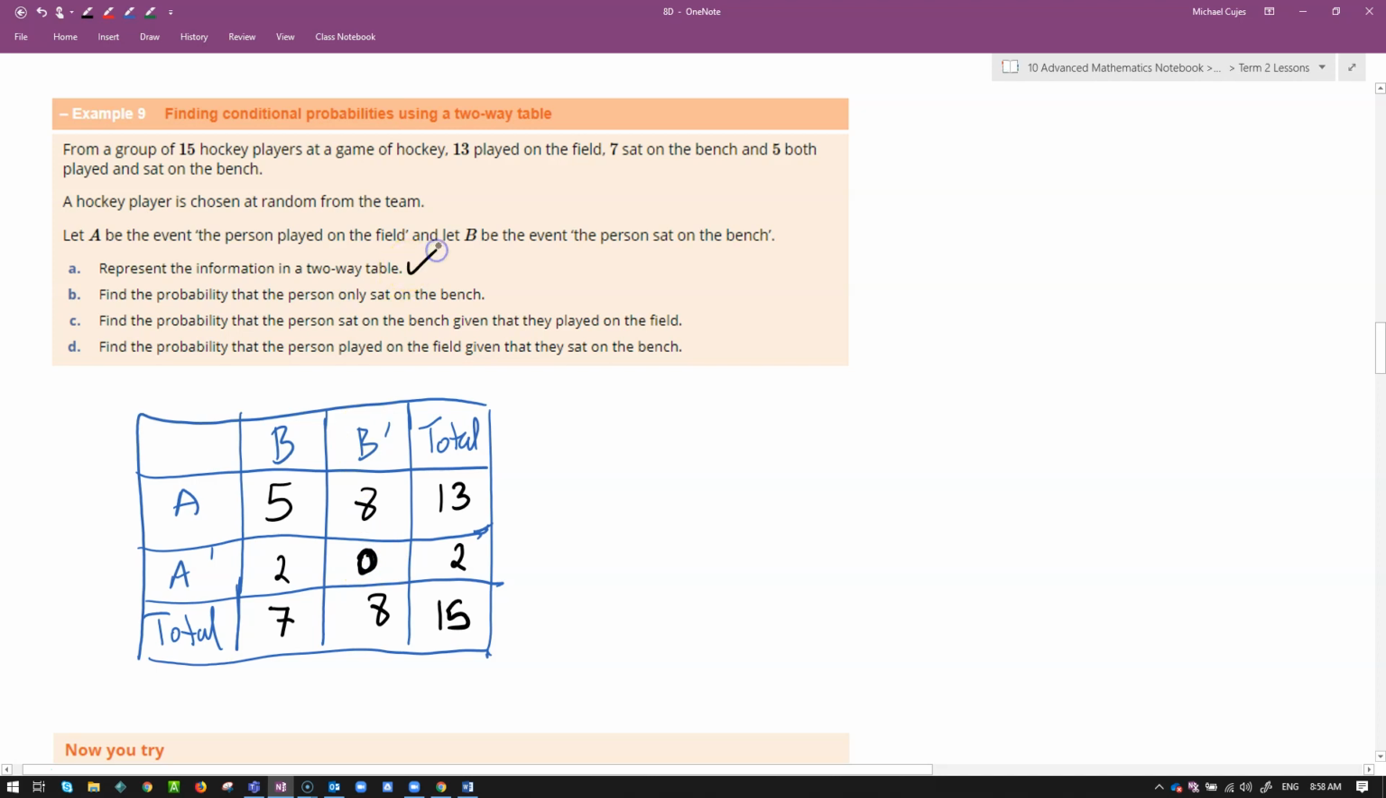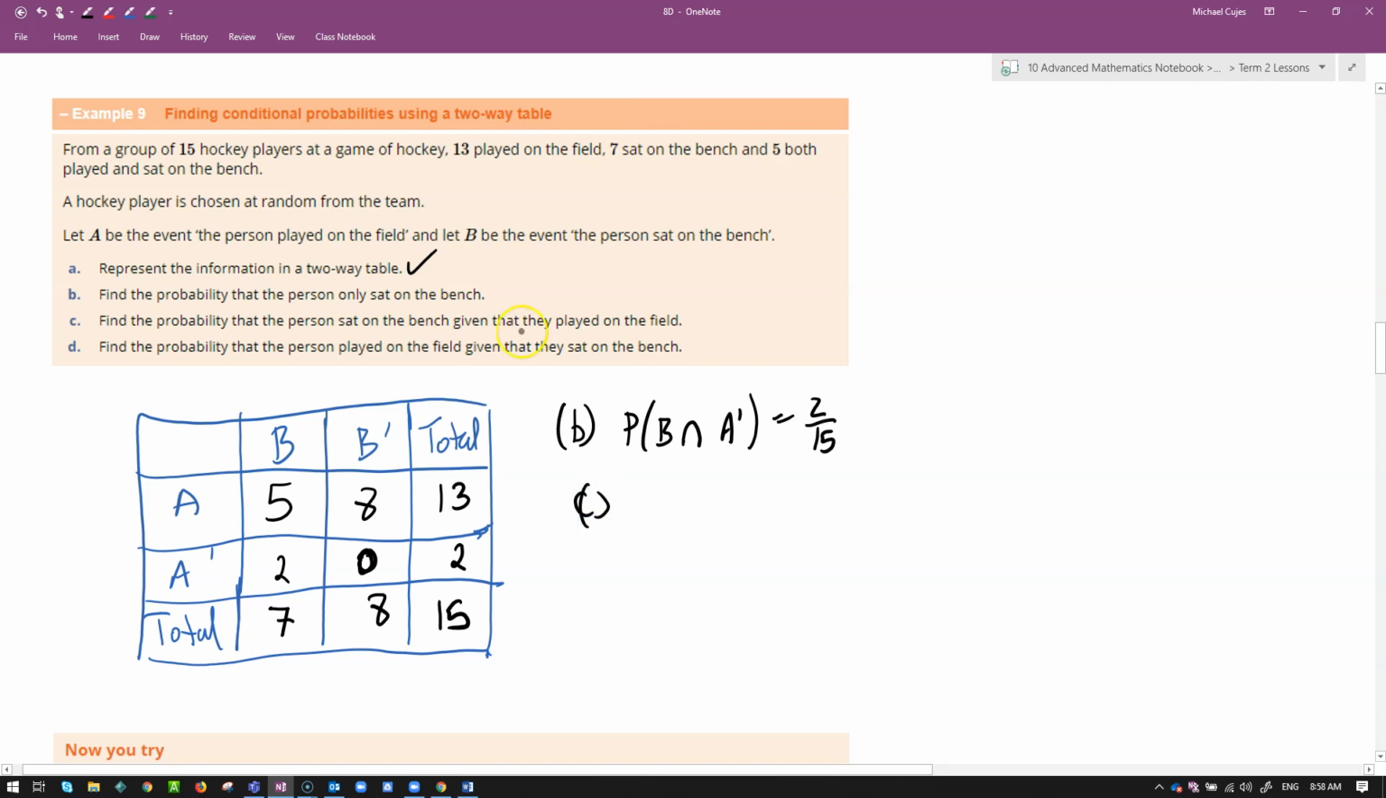So we've done part A. Part B: find the probability that the person only sat on the bench. So the bench and not playing, that would be 2 people there. So the probability they sat on the bench and they were not on the field is equal to 2 out of 15.